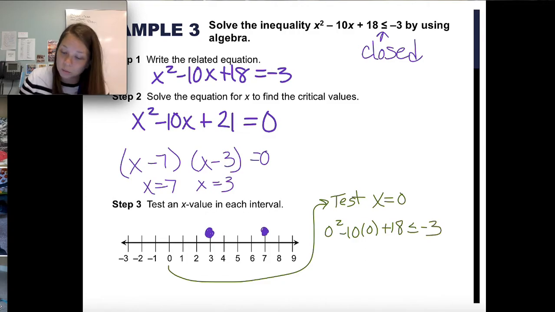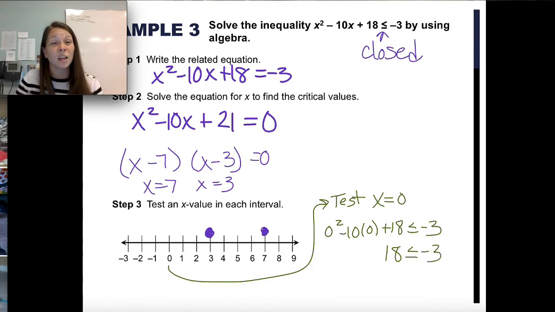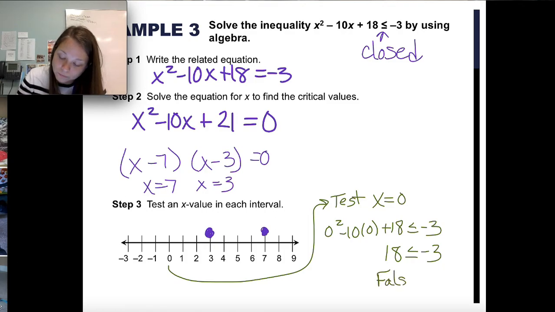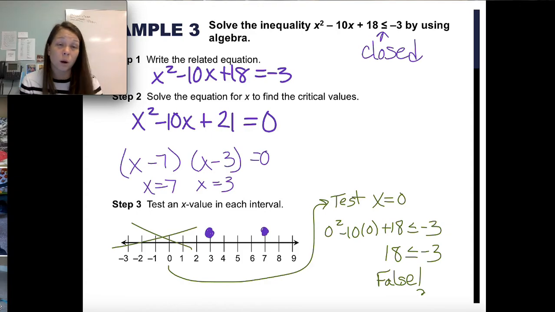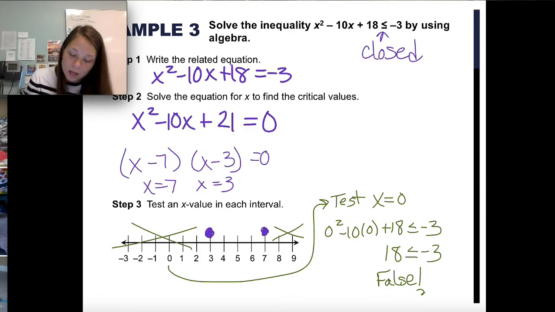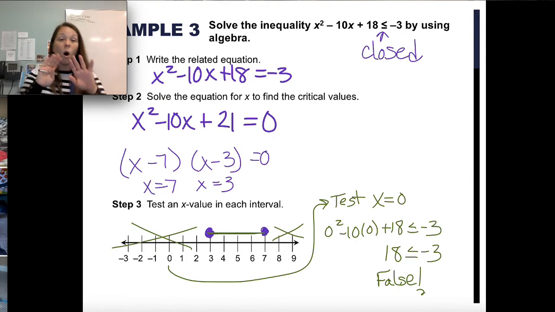0 is so nice because when I simplify this, I get 18 is less than or equal to negative 3. So now we have to determine, is that a true inequality statement or false? Is 18 smaller than or equal to negative 3? Well, that's false. So because that's false, that means all the values less than 3 are not going to be a part of the solution. And that also means all the values above 7 are not going to be a part of the solution, because it can only be all outside numbers or all inside numbers between those critical points. So because 0 doesn't work and it's an outside number, that means none of the outside numbers are going to work, and only the solutions in between 3 and 7 work.